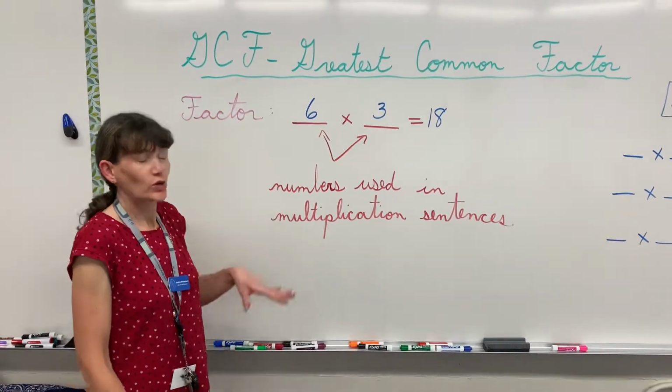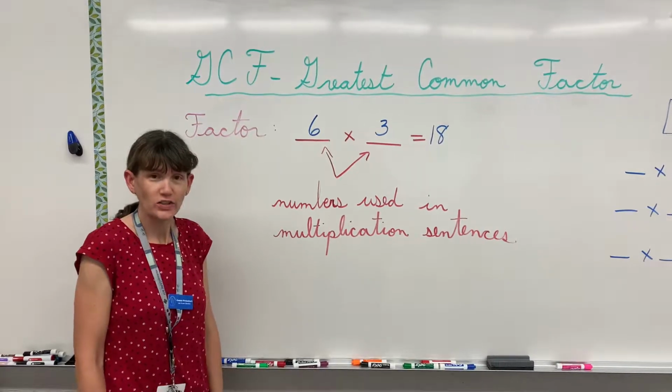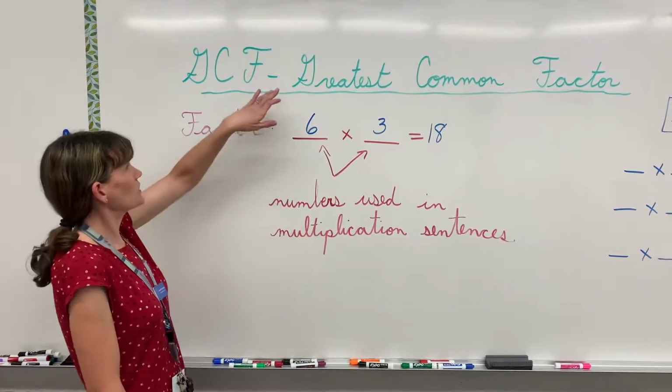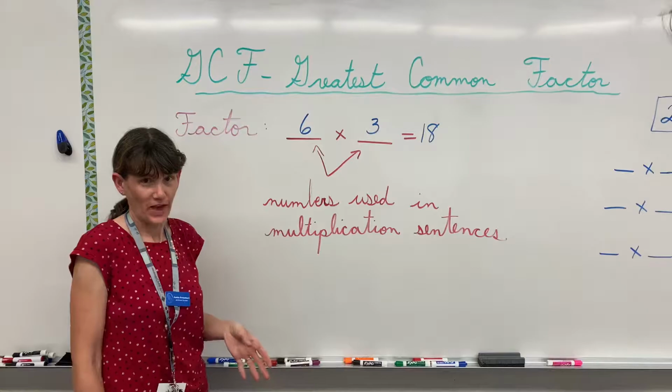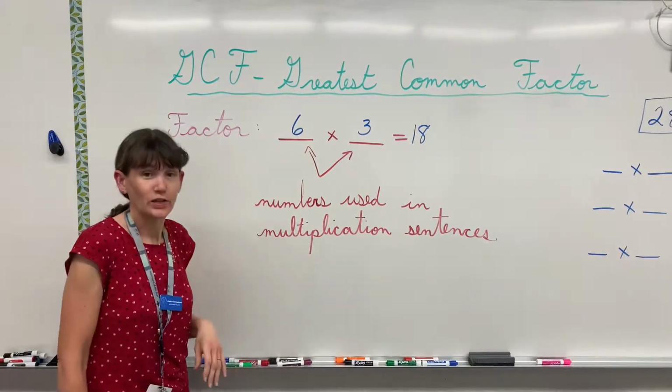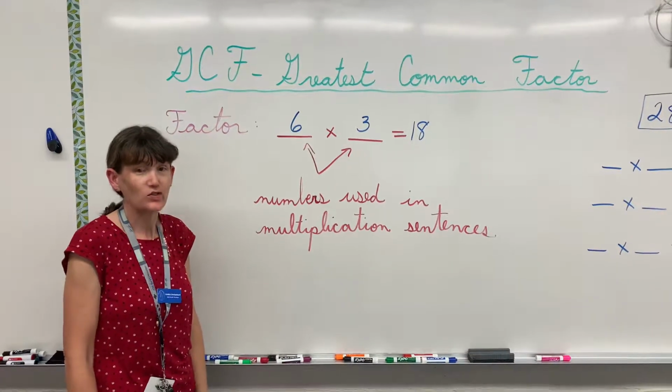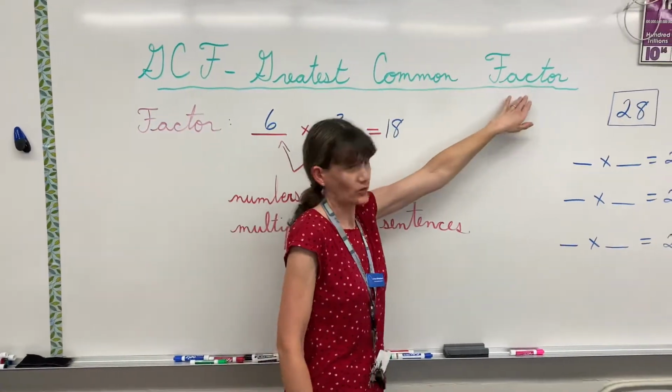All right, so the first thing you need to do to get fractions into lowest terms is we need to talk about greatest common factors, or GCF. So if you see GCF, it means greatest common factor, okay?